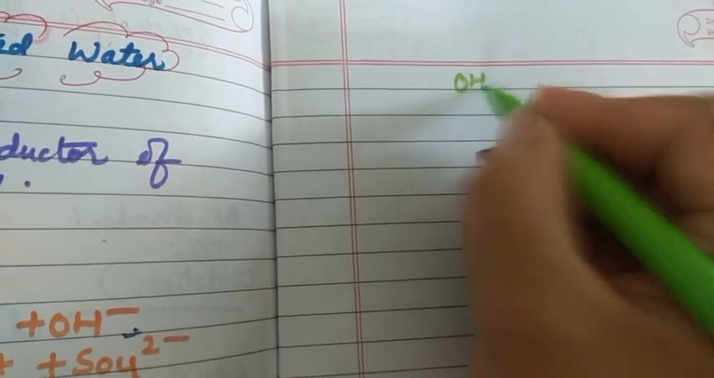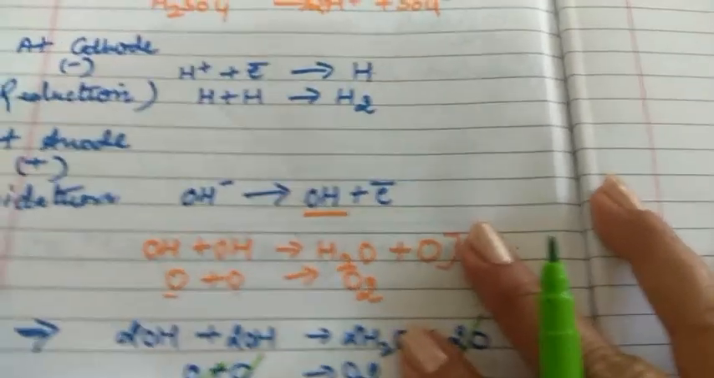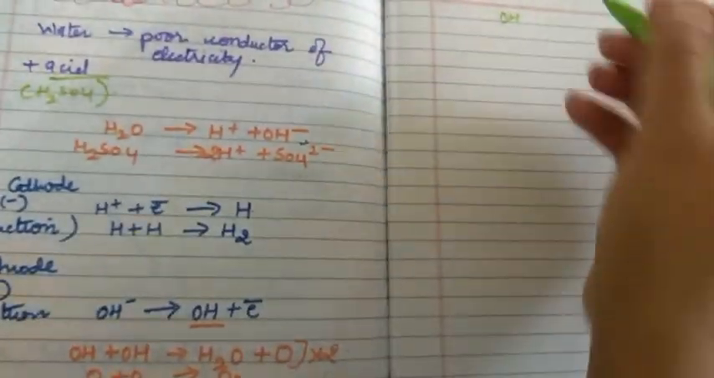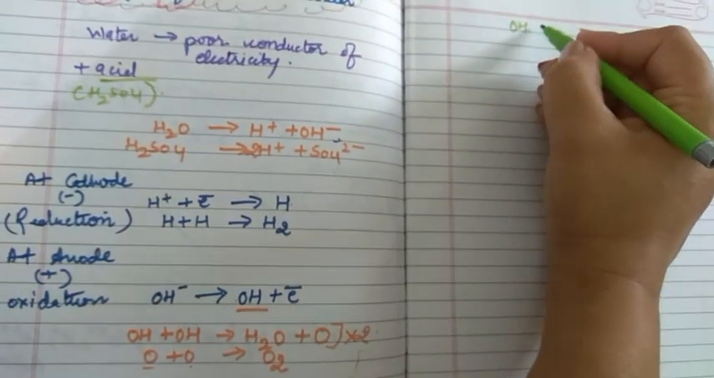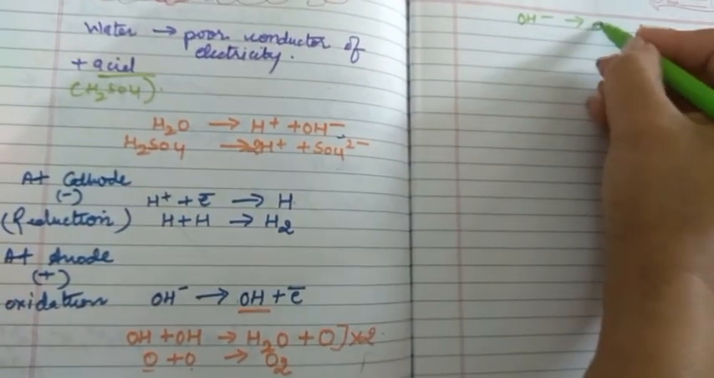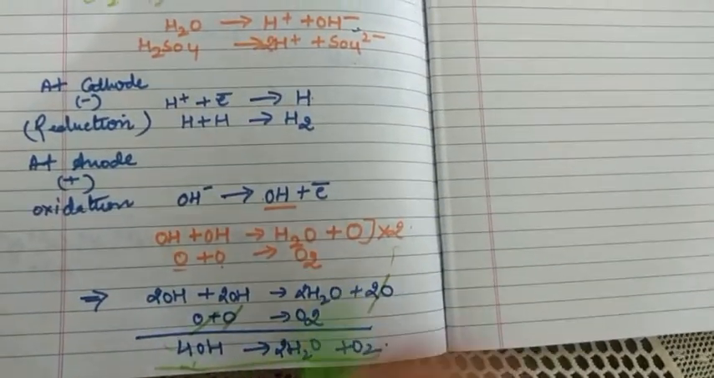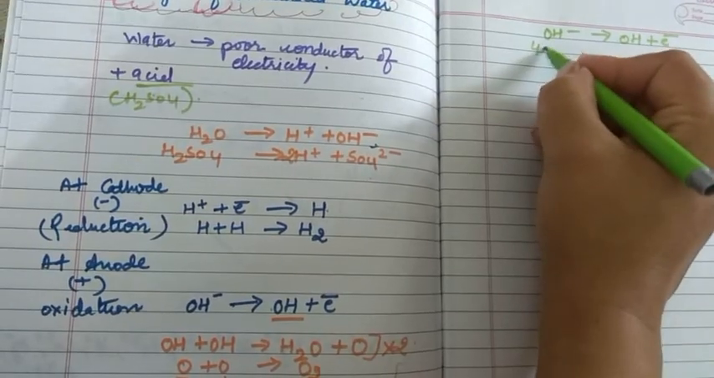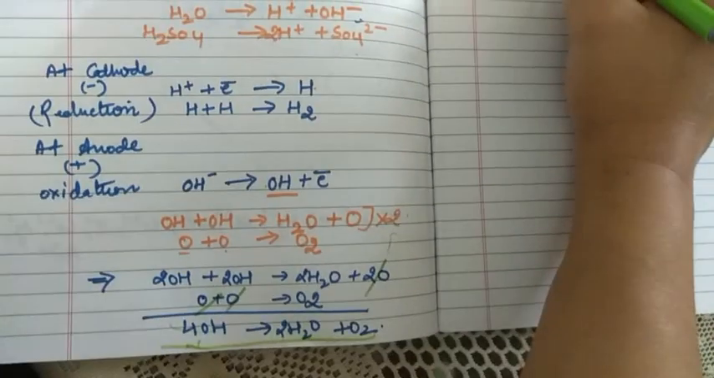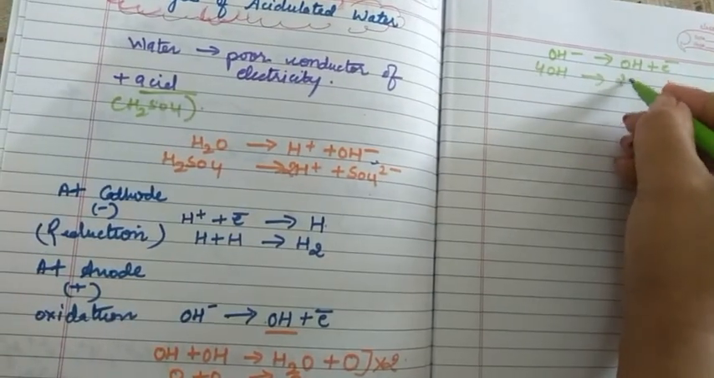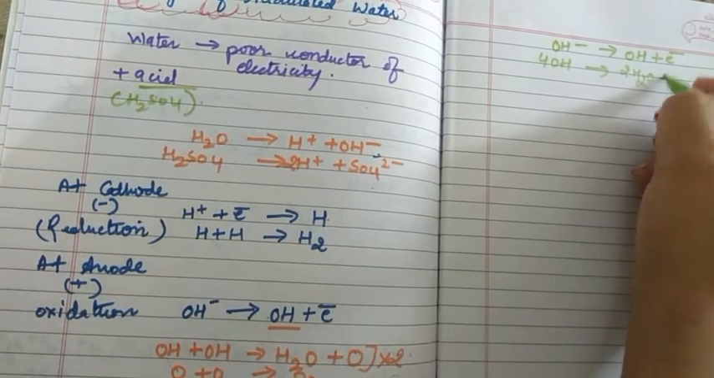Then we will write here OH- will give OH plus electron, and here we get 4OH will give 2H2O plus O2.